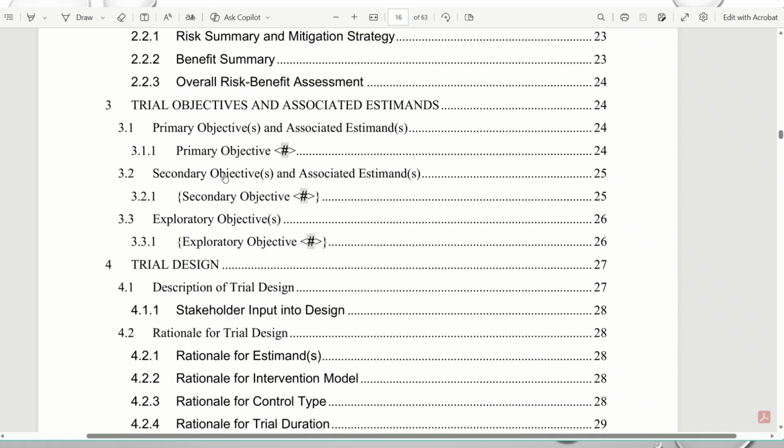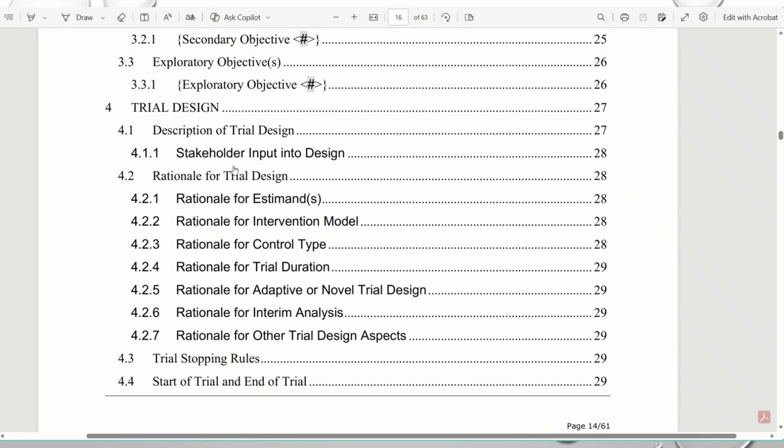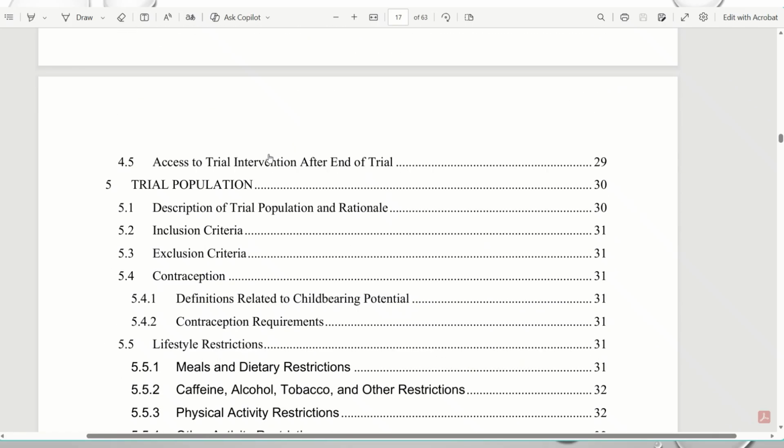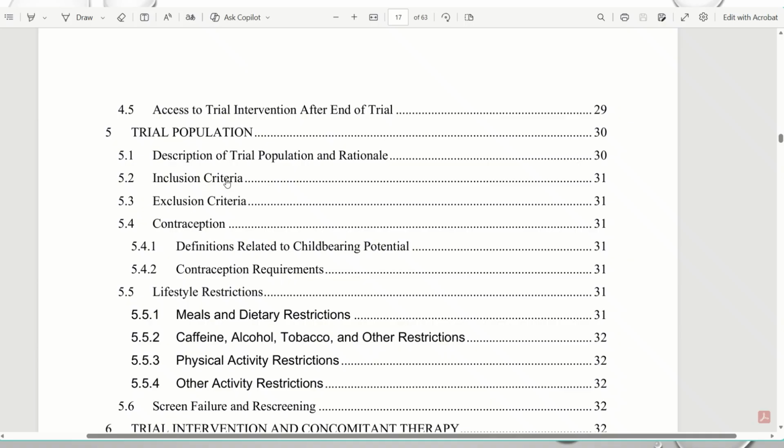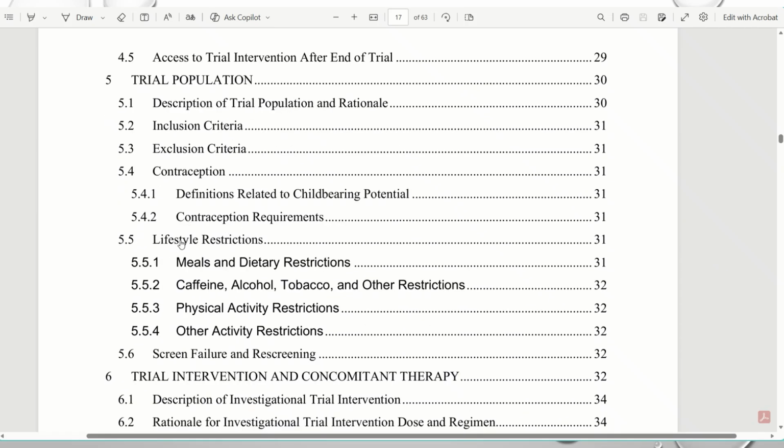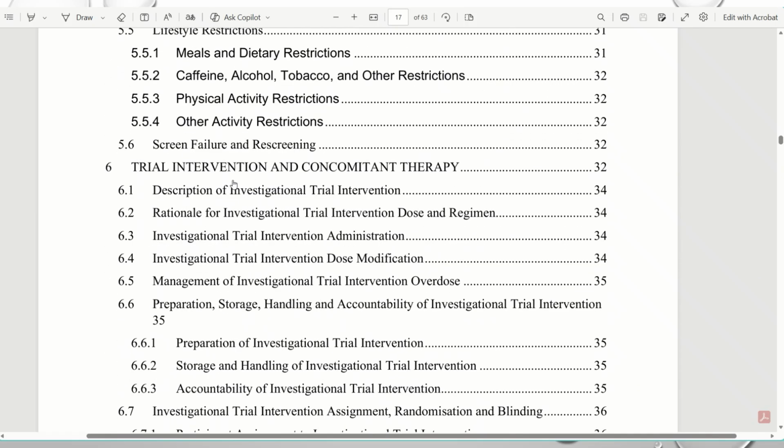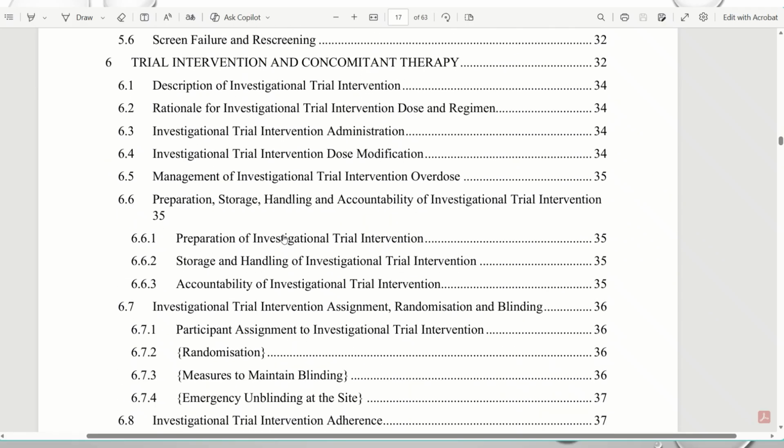Trial objectives, that's looking at the primary objectives and estimands and your secondary objectives and estimands. Your trial design, so this is like, if it's randomized, blinding, etcetera. Your trial population, what your inclusion exclusion criteria is, contraception for women, and lifestyle restrictions. The actual trial intervention, that's the therapeutic strategy, a description of the investigational trial intervention, the rationale, etcetera. So your trial intervention is number 6.